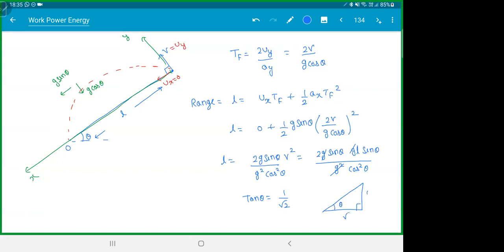Once you got tan theta 1 by root 2, opposite side is 1, adjacent side is root 2, and this is root 3. So sine theta is 1 by root 3. And from equation 2, I know u square is gL into 2 plus 3 sine theta. You can write u is equal to root over gL into 2 plus 3 into 1 by root 3, that is 2 plus root 3. That's your answer, everyone. Check it out.